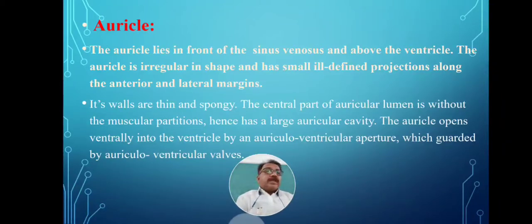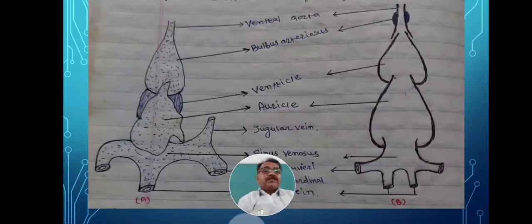The auricle is now over, and the next part starts. It is called the ventricle. The auricle lies in front, and the next part is the ventricle. See the figure.